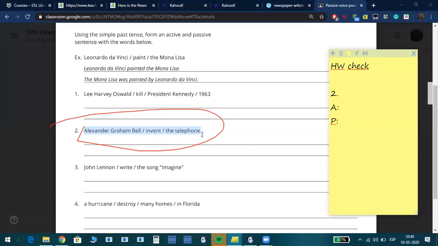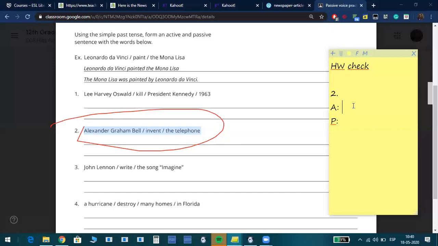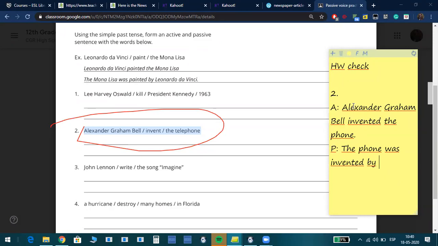Number two. Let's go. Active. Pia Pineapple. Alexander Graham Bell, invented the telephone. Yeah, that's one. And passive. The telephone was invented by Alexander Graham Bell. Yeah, that's better. Thank you.